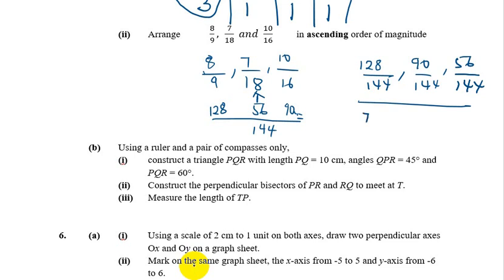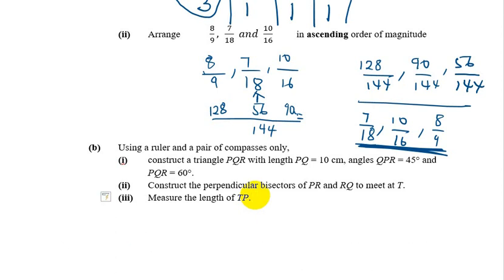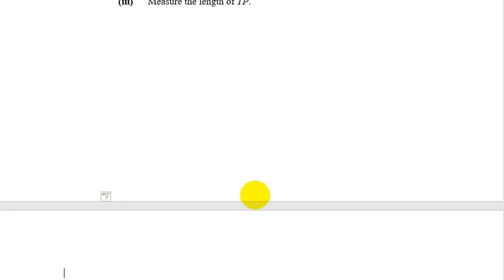So it will be 7 on 18. Then we move to 10 on 16. Then the final one will be 8 on 9. So this is how the answer will be. So simple like that. Now our next question, as far as question 5 is concerned, is a construction question. I like construction questions so much.